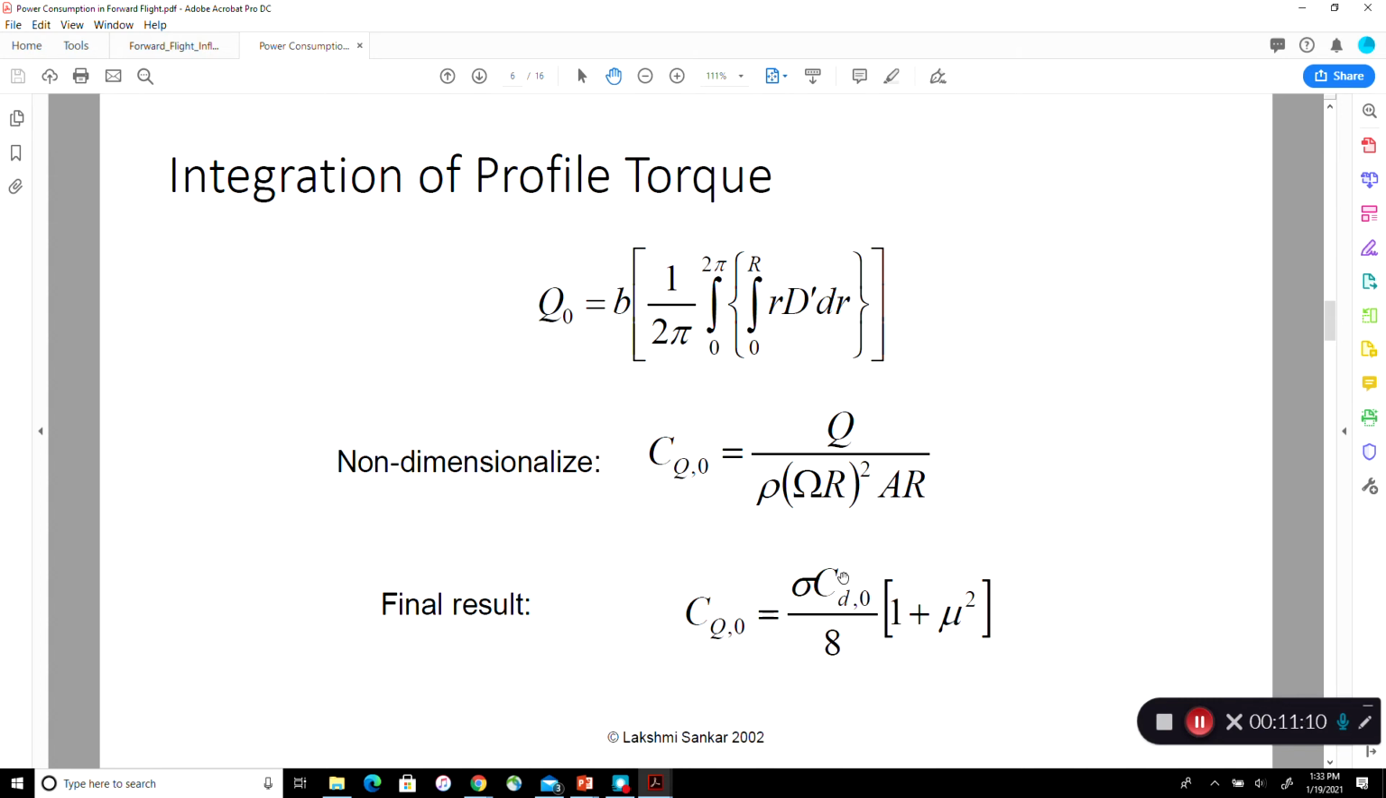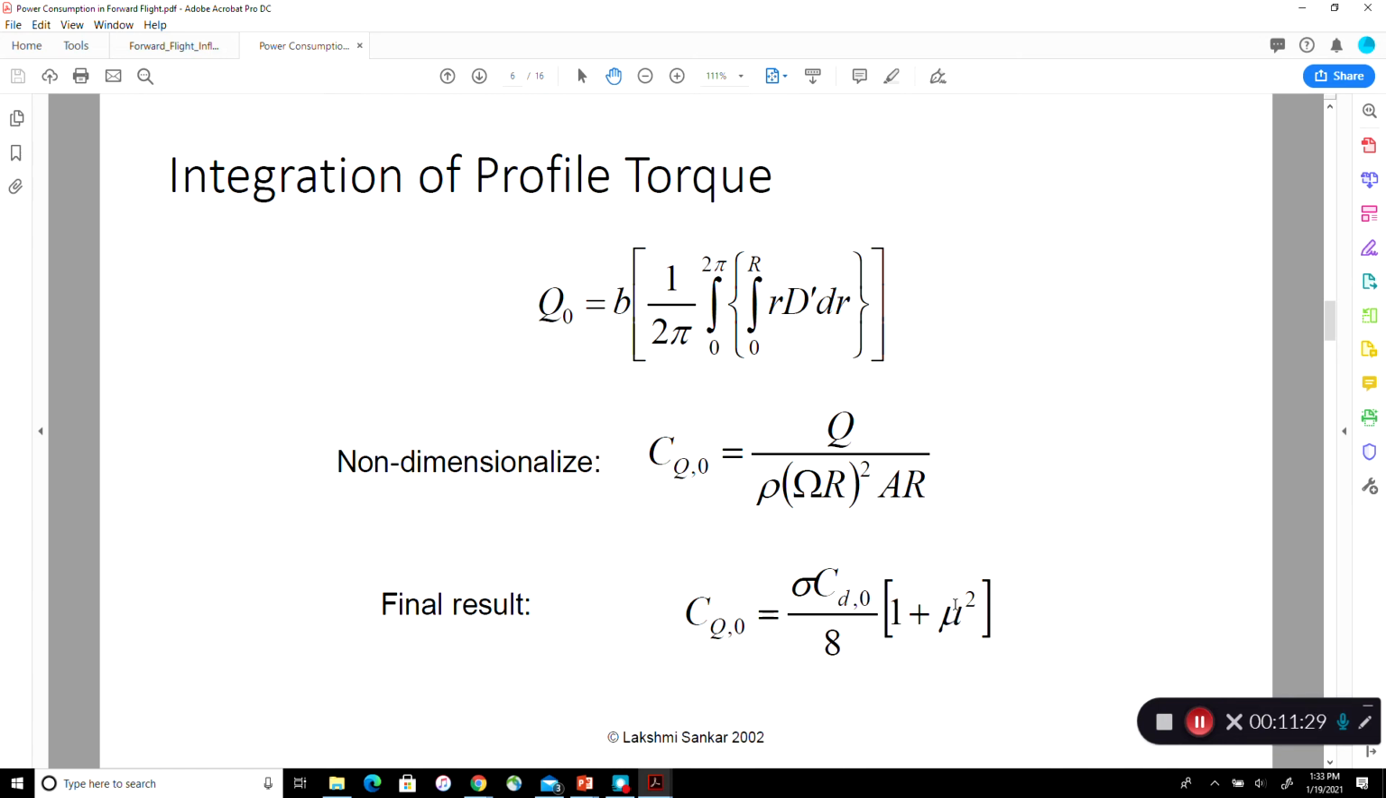Remember in hover it was just sigma CD naught over 8. That's all we had. But now we have sigma CD naught over 8 times 1 plus mu squared. This is the excess component that we get because we are flying in the forward direction. The faster we fly, the higher this number.